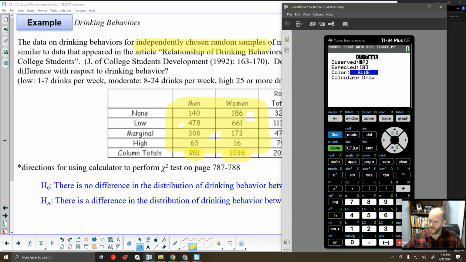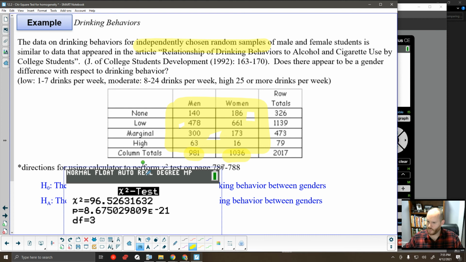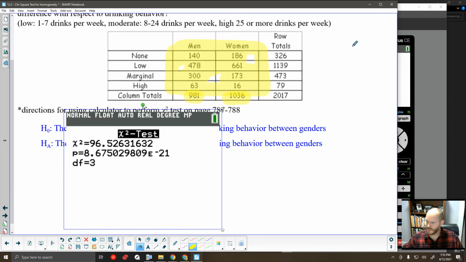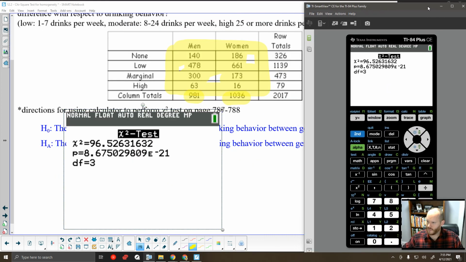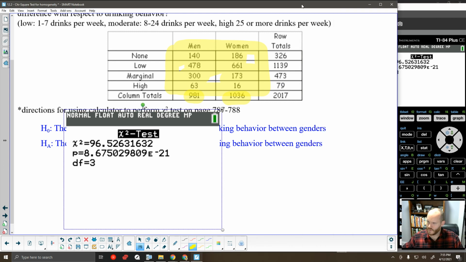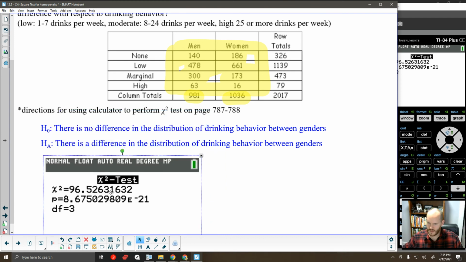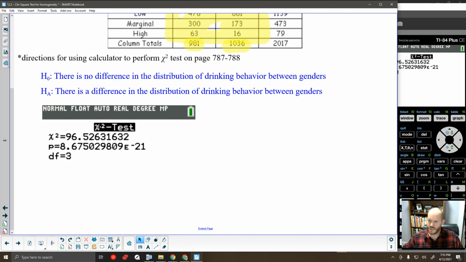So I have typed my observed into matrix A, and then it says matrix B as expected, and I'm just going to ignore that for now, and I'm going to go down here and click calculate, and it will calculate. I get the chi-square statistic, the p-value, and the degrees of freedom all reported to me. So I'm going to drag all of that over to my workspace here, and I got those values. So assuming the conditions are met, that would be the do part.